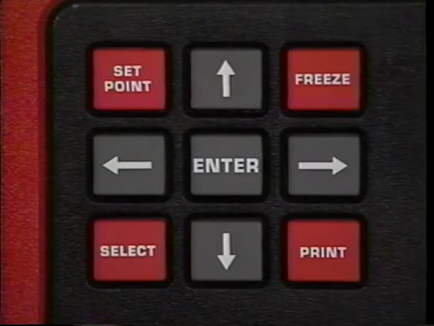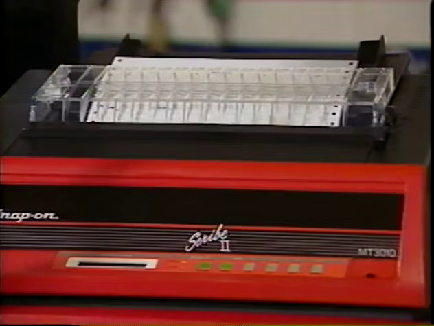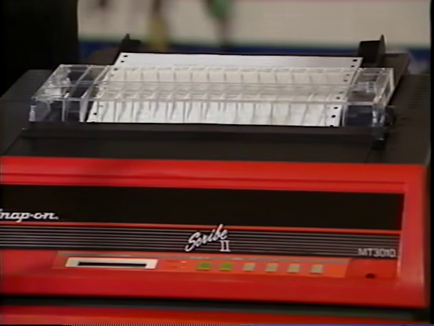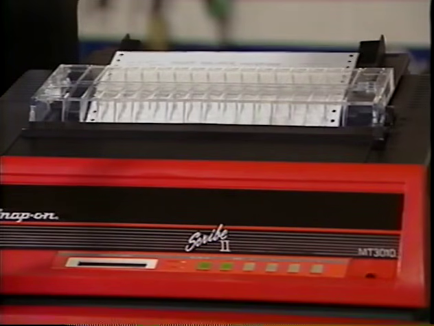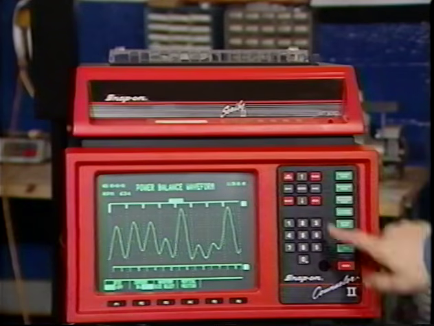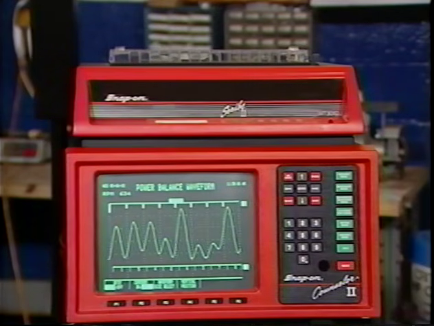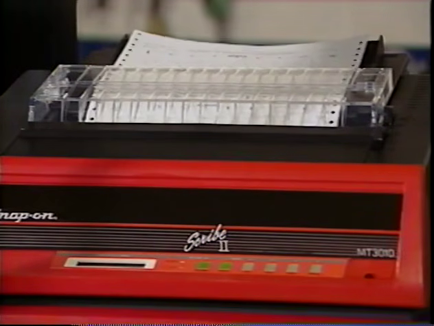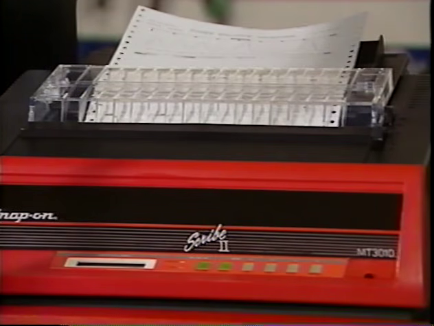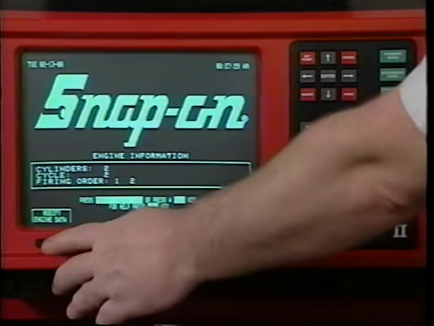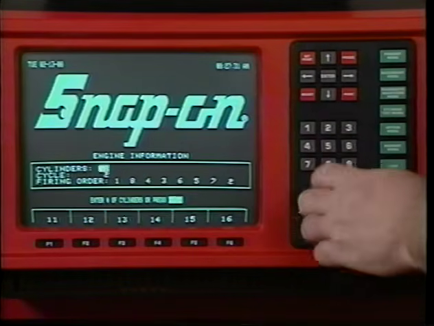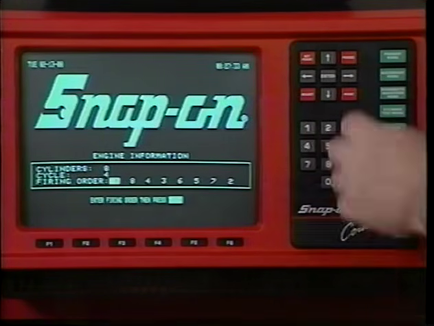And once your printer is set up, you can print any screen, a live test screen or one that's stored in memory, simply by going to that screen and pressing the Print key. To stop printing while it's in progress, simply press the key again and hold it down for about 5 seconds. You enter engine information with the numeric keys.